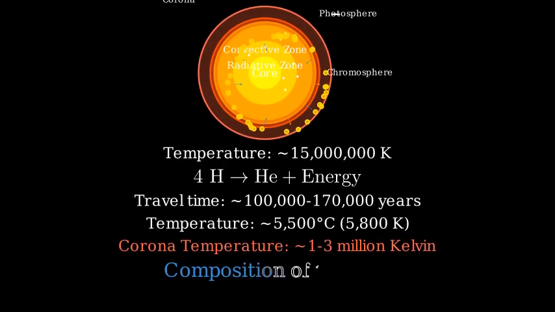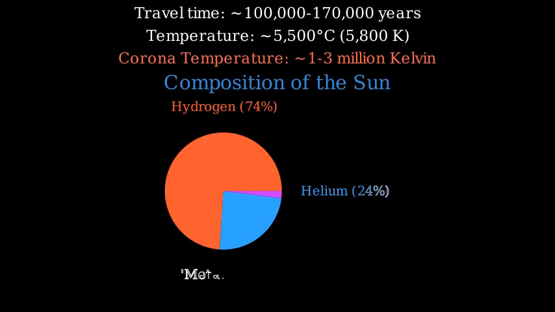What is the sun made of? The sun is composed primarily of hydrogen, about 74% by mass. Helium makes up about 24%. The remaining 2% consists of heavier elements, which astronomers collectively call metals.